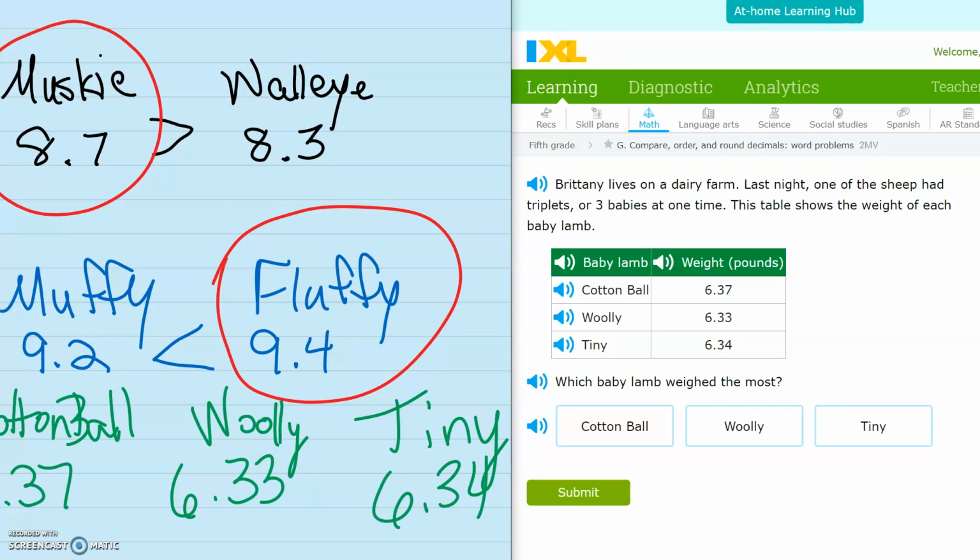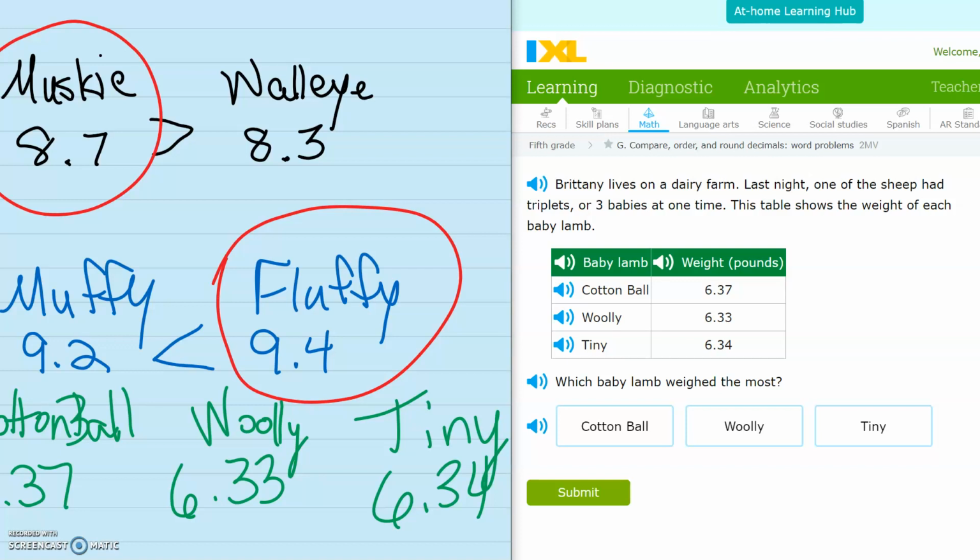So again, we're going to start at the left-hand side and compare them. So in the ones place value, they all have a 6. So they're all equal in the ones place value. So we move to the tenths. In the tenths, they all have a 3. So they're all equal in the tenths. So then we move to the hundreds.